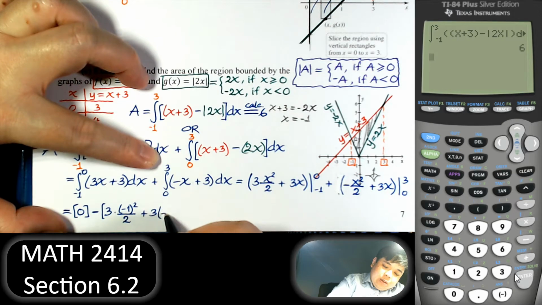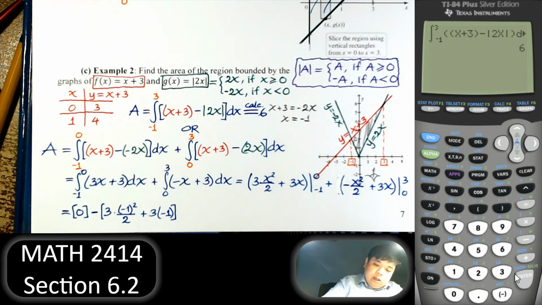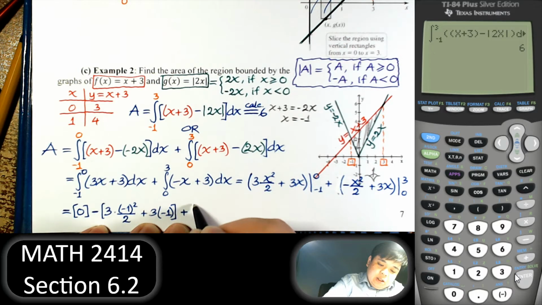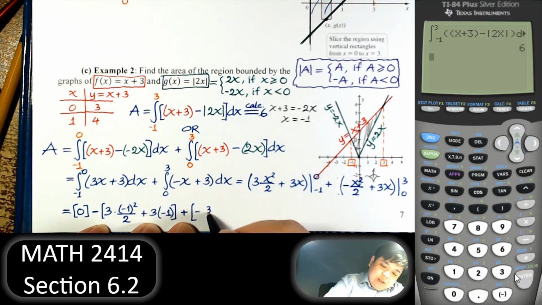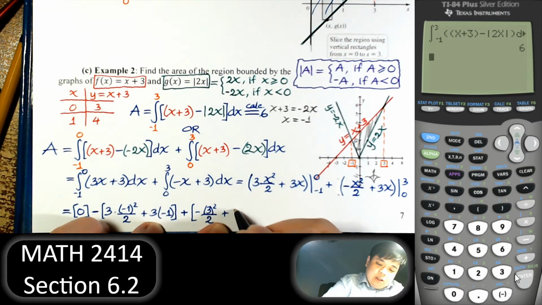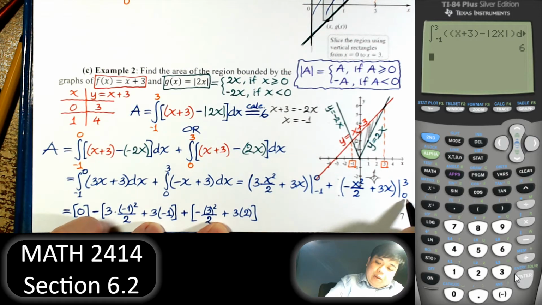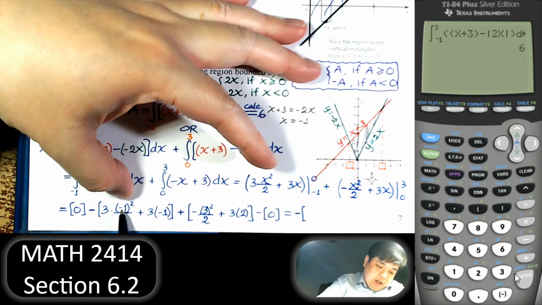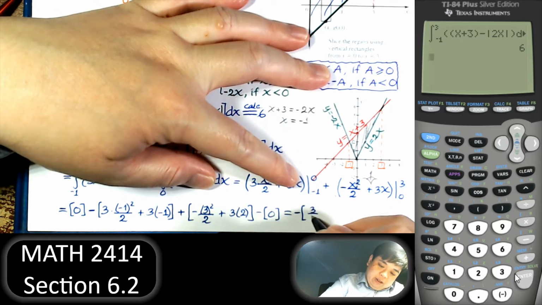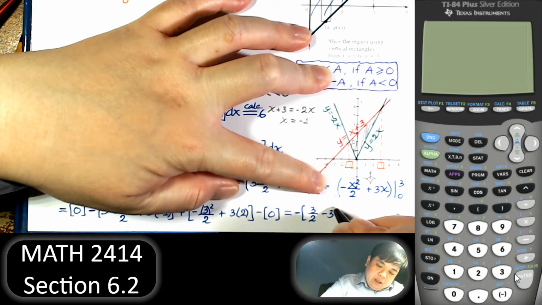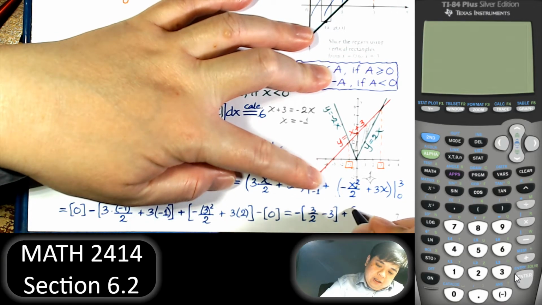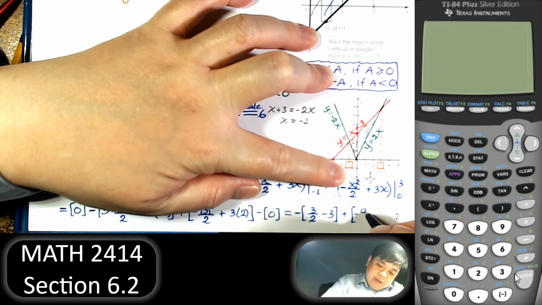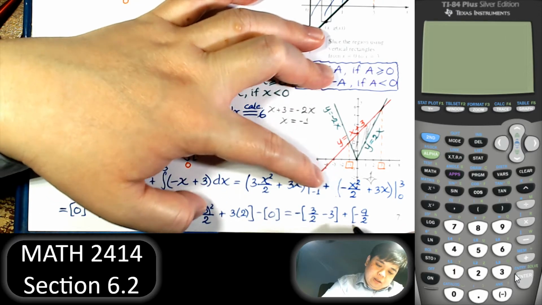Plus 3 times -1. And then plus, put 3 in for x. And put 0 in, we have nothing. So we have negative -1 squared, so still 1, so 3/2 minus 3, and then add -9/2 plus 6.